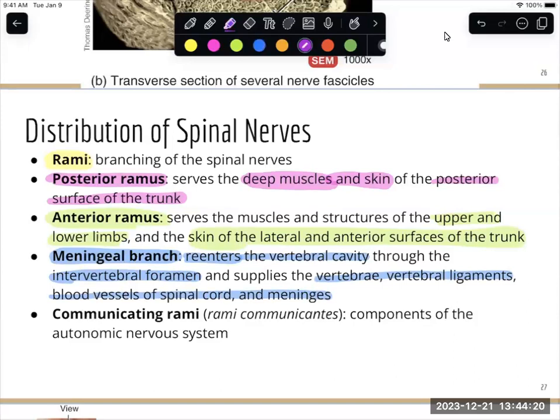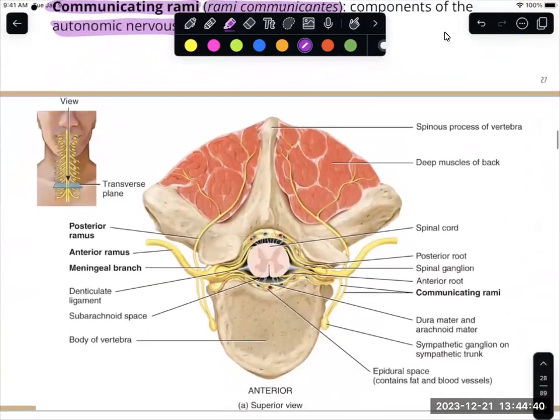And then we have communicating rami. This is where we get into the autonomic nervous system. We mentioned it here. We are going to go into what these actually mean and do when we get to the chapter on the autonomic nervous system. They're also called rami communicants. So let's look at some of these.